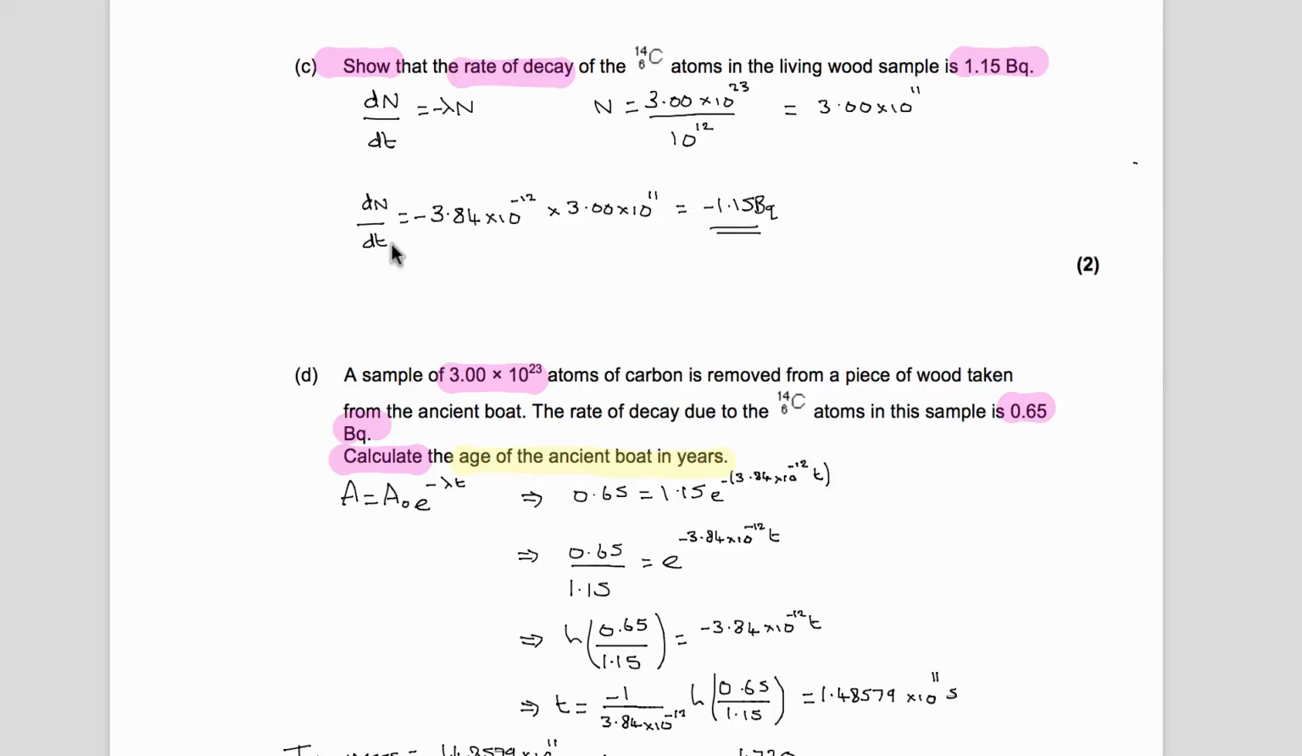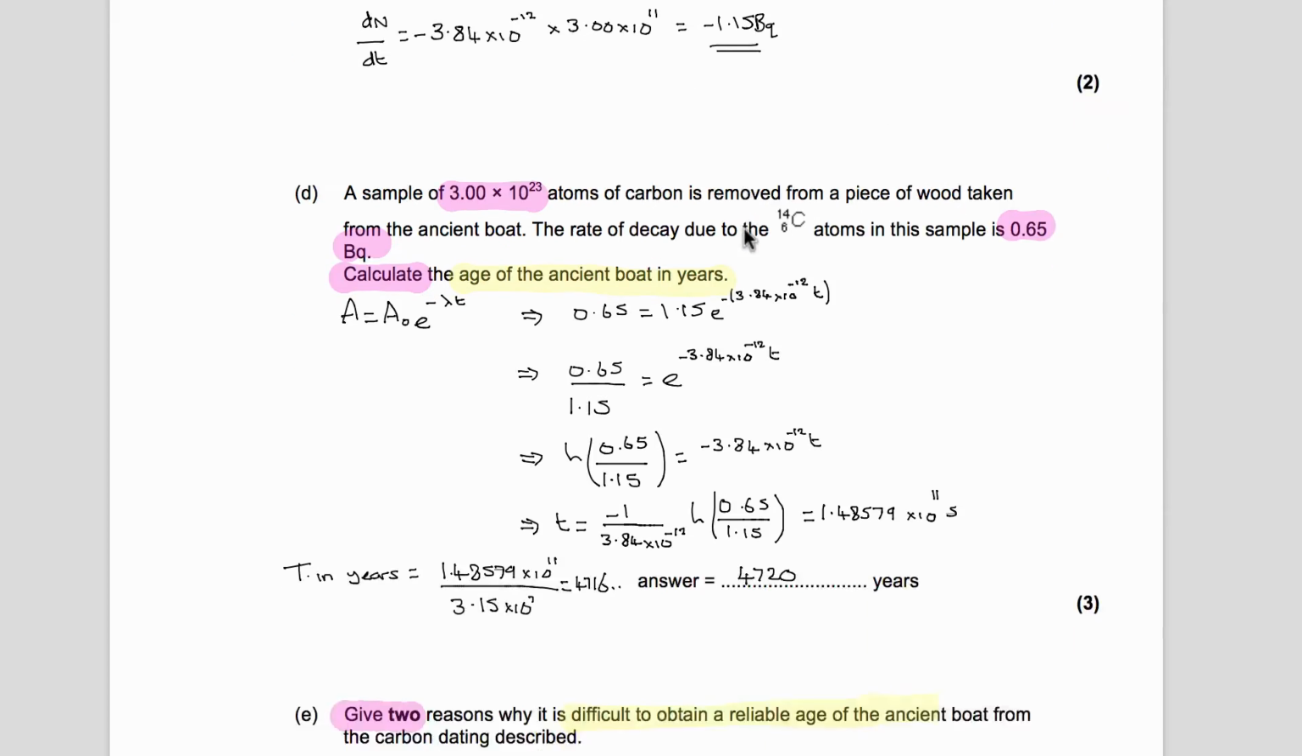So this is the rate of decay. This is the decay constant from the question. This is the number we've just worked out. And if we put that into our calculator, we get a rate of decay of minus 1.15 becquerel. So ignoring the minus sign, basically we've answered the question. In terms of marking points, you basically get 1 mark for using this equation, putting the numbers in, and 1 mark for actually showing that this bit then gives you the right answer.